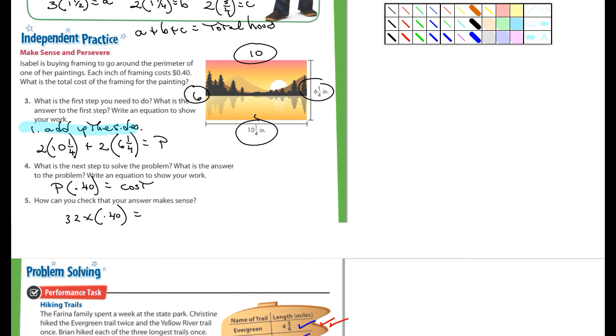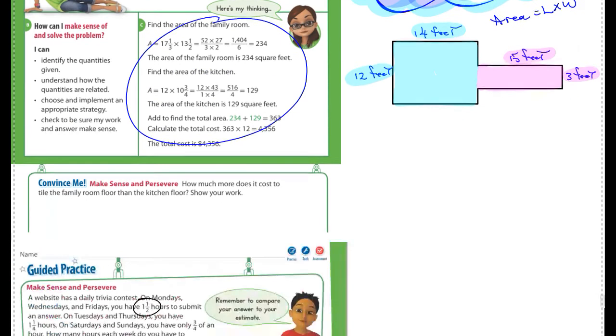And then how can you check to see that your answer makes sense? Well, you could just estimate. Instead of making this 10 and a 1/4, you could say it's 10. So those two sides could be 10. Instead of 6 1/4, you could just say it's 6. And so 6 plus 6, 10 plus 10 is 32, times 0.4. And that would be an estimate. That's one way you could check to see that your answer is reasonable.